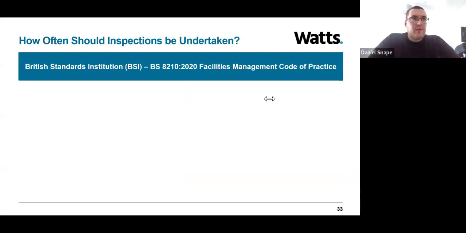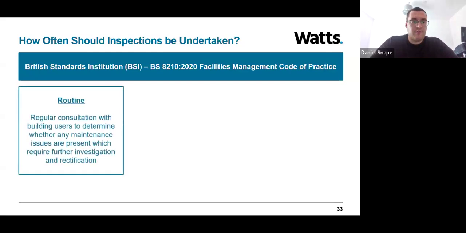So now that we've looked at some of the common defects associated with facade systems, let's have a look at how often inspections should be undertaken. The British Standards Institution, or BSI for short, published BS 8210, which is the Facilities Maintenance Management Code of Practice. That came out in October 2020. This standard is really about managing maintenance, not actually about carrying it out. So it basically sets out that inspections should be undertaken in the following stages.